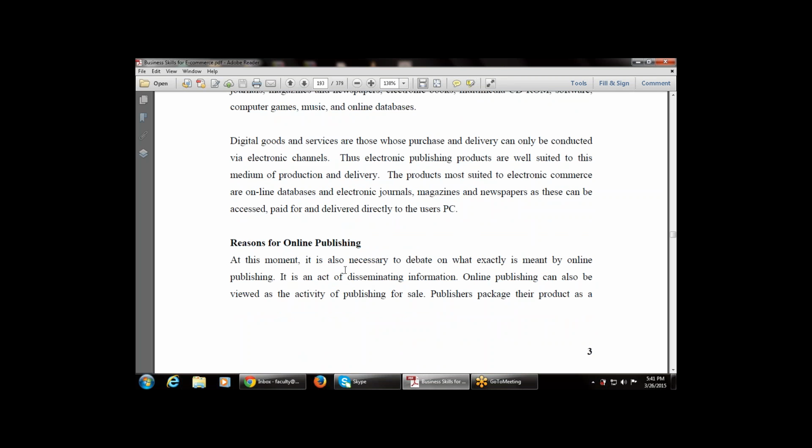Then what is the main reason for online publishing? So what is the main reason why everyone is opting for online publishing? At this moment, it is also necessary to debate what exactly is meant by online publishing. So what is the meaning of online publishing? Online publishing can be viewed as an activity of publishing for sale.